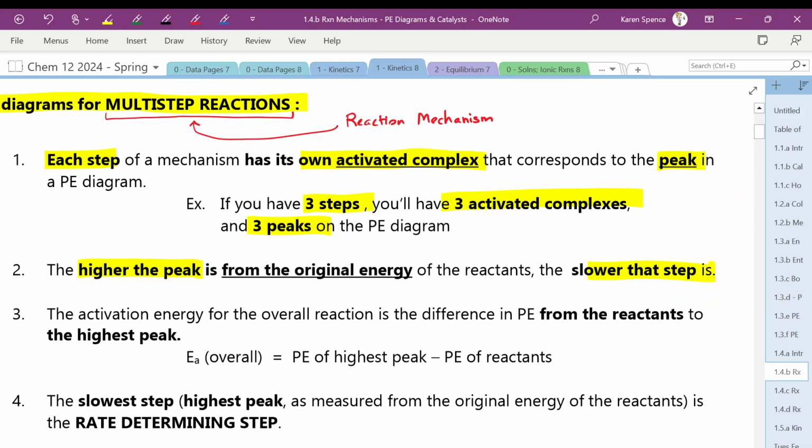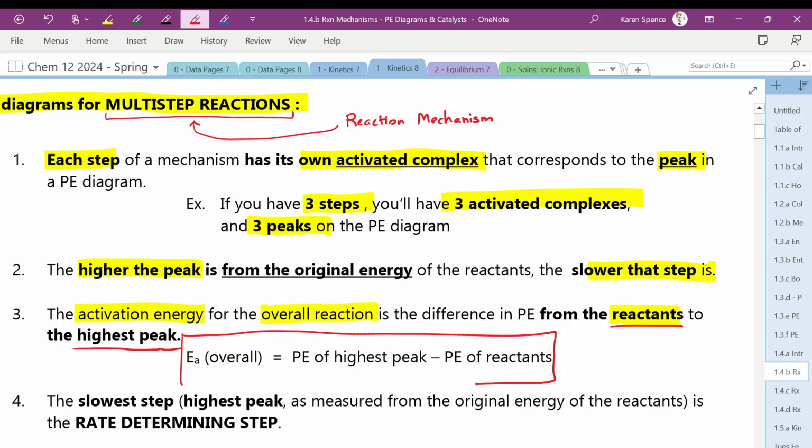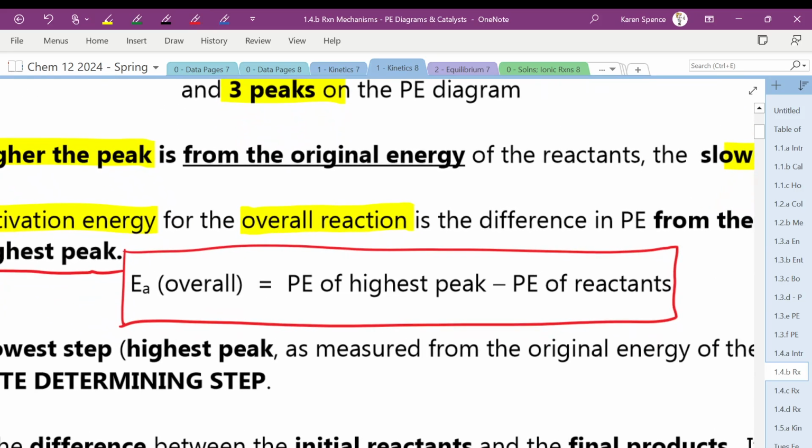We can actually find the activation energy for the overall reaction, okay? The overall reaction, the activation energy is from the reactants up to the top of the highest peak, okay? So for any regular reaction, it's from the reactants to the peak. For a reaction mechanism, it's from the reactants to the highest peak. So the overall activation energy is equal to the potential energy of the highest peak minus the potential energy of the reactants.